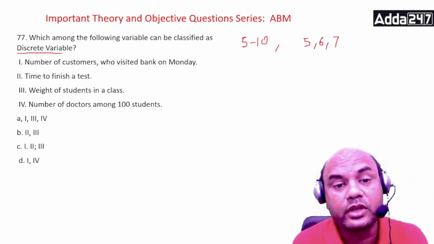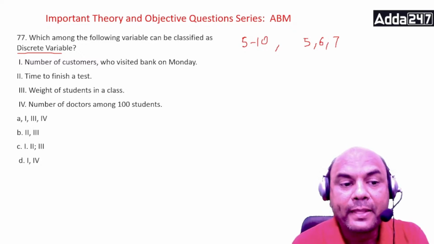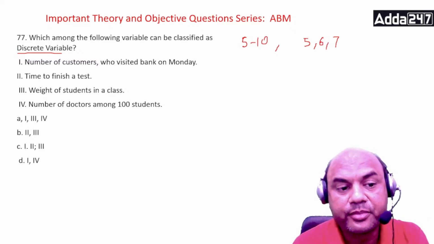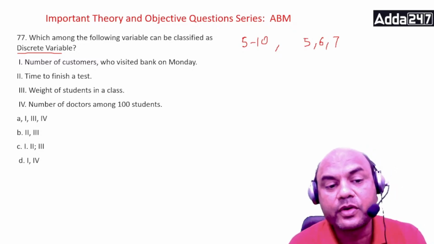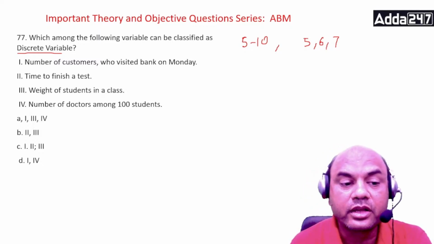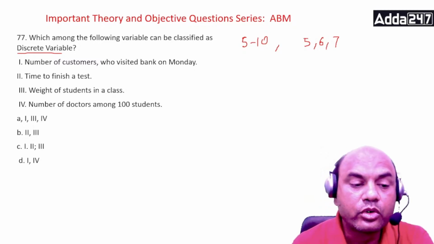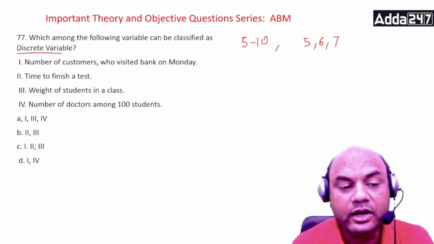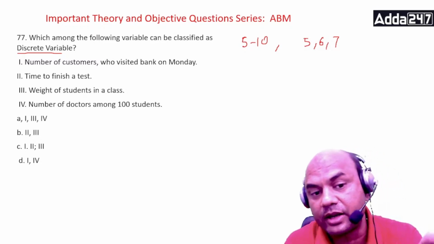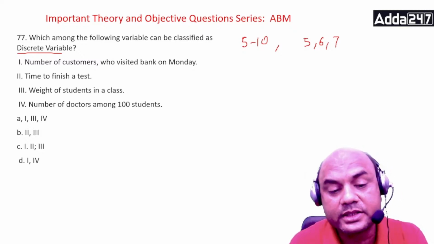So which among the following variables can be classified as a discrete variable? Number of customers who visited the bank on Monday. Time to finish the test. Weight of the students in the class. Number of doctors among 100 students. So which can be discrete over here? Now you think over it. Sir, I've told you the meaning of discrete and continuous. Now we have to find out the answer over here.